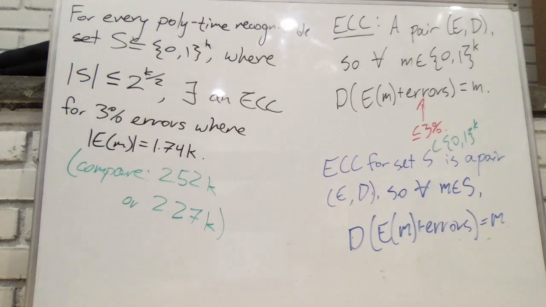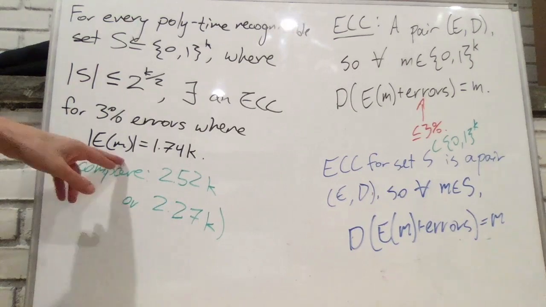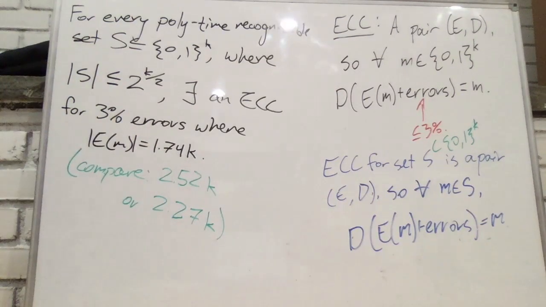All right, great. So for these, there will exist an error correcting code where the encoding of the message is of size 1.74k. Let's compare it to what we could have done otherwise. Suppose we have the set S. We tried compressing it, but we're unable to, maybe because we don't have computational resources, maybe because we don't know the right algorithm. There's a bunch of reasons why we might not be able to compress it. But just knowing its size and knowing that it's polynomial time recognizable allows us to get 1.74k.